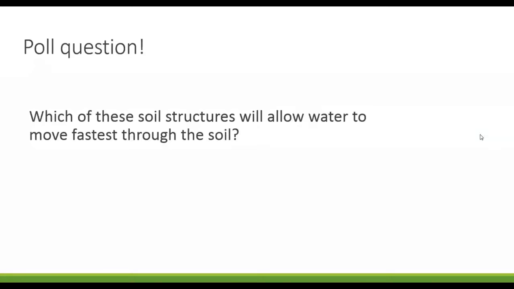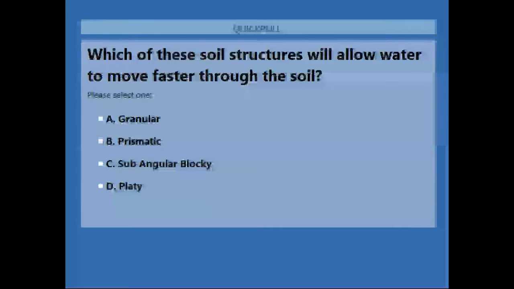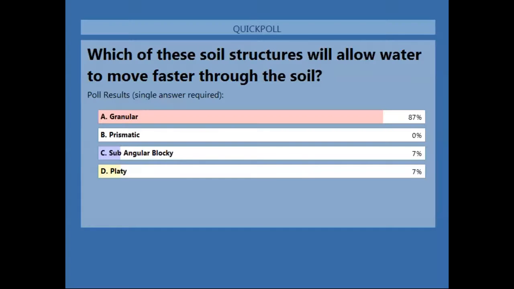So at this point, let's take another poll question. The question is, which of these soil structures that you just saw will allow water to flow faster through the soil? So take a few seconds and answer that. All right. We're going to see the answers in a few minutes. Well, it shouldn't take minutes, really. All right, here we go.